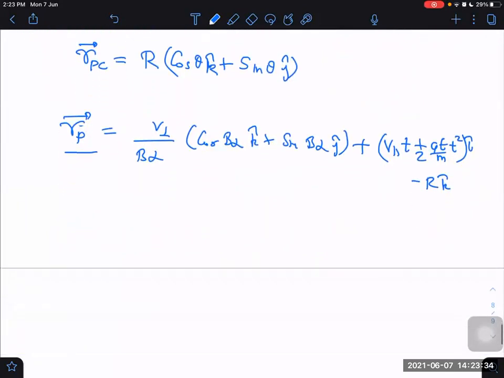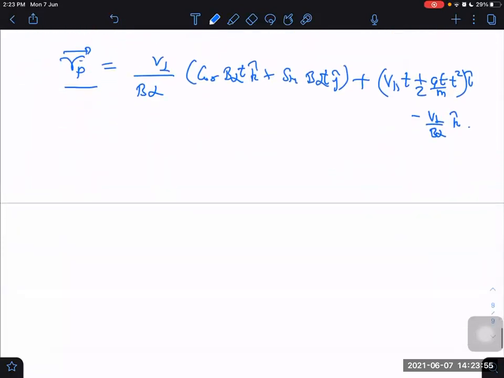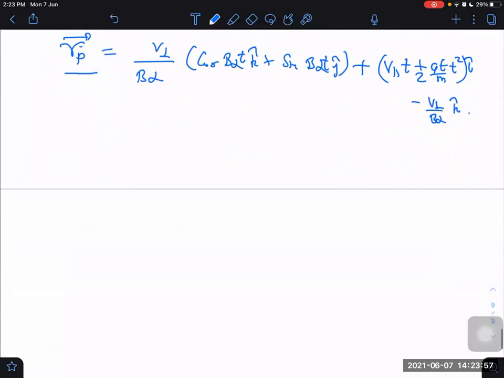Sir, theta means omega t, na sir. B alpha t will be there, na sir. Oh, I am again losing that. Sorry. Minus R K cap means minus V perpendicular divided by B alpha K cap. This is the answer. This is the final result.